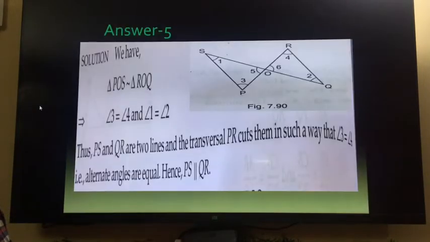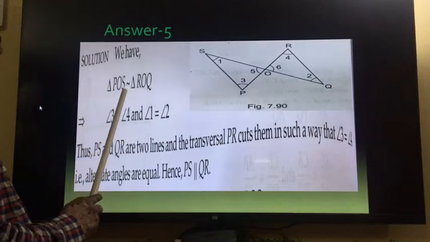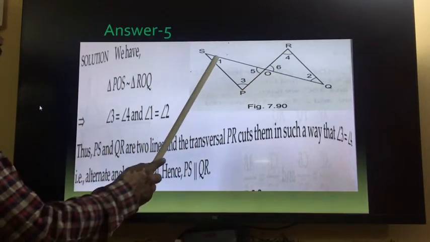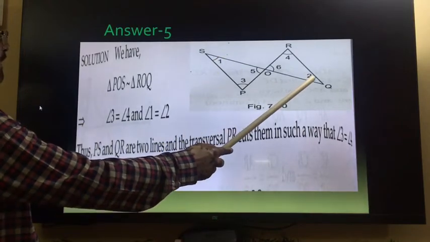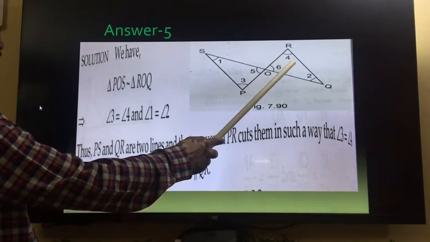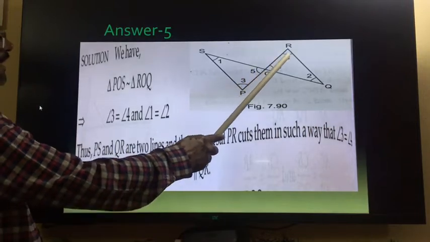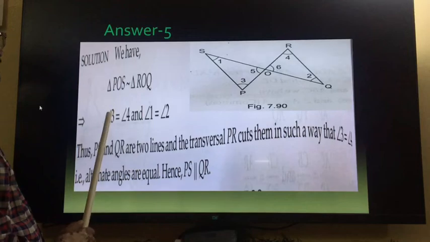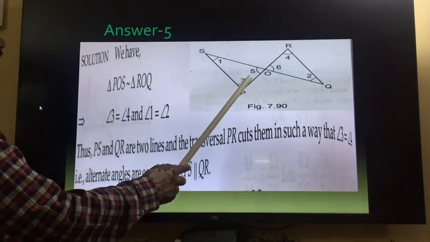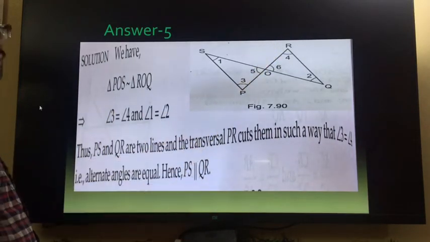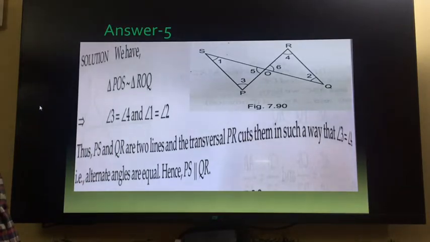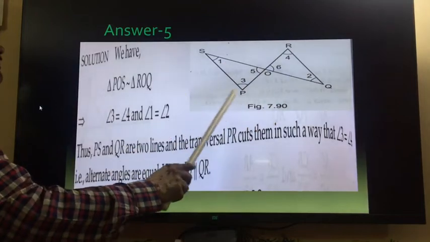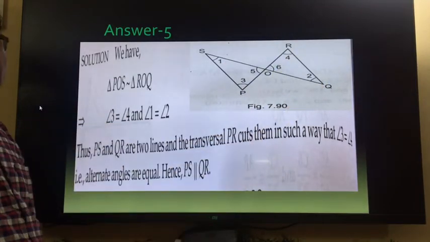So see the solution for this. Triangle POS is similar to triangle ROQ. So angle 1 will be equal to angle 2, and angle 3 will be equal to angle 4. But these angles are alternate interior angles. So we have proved that alternate angles are equal, and we know if alternate angles are equal, then lines will be parallel. So these lines PS and RQ will be parallel.